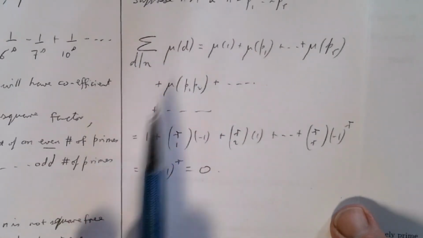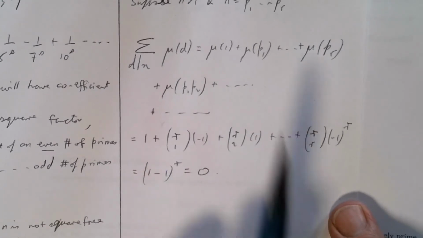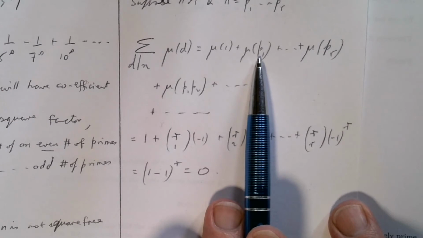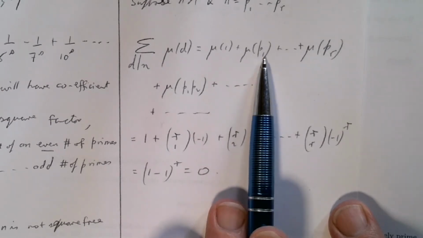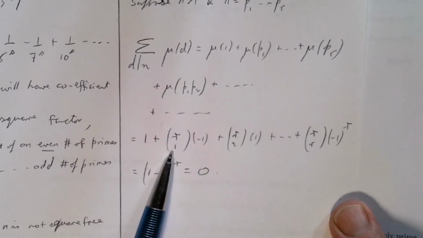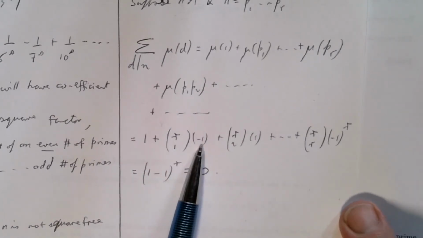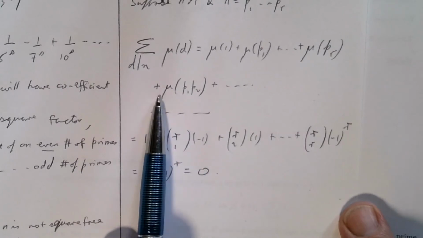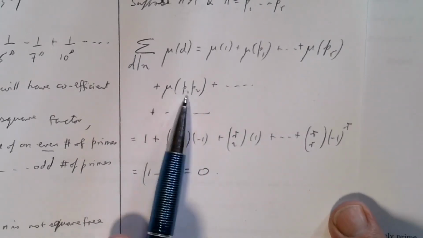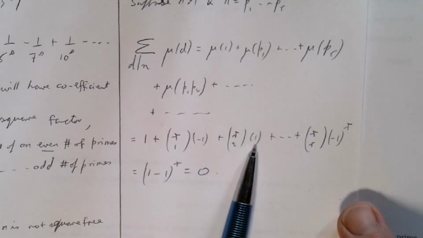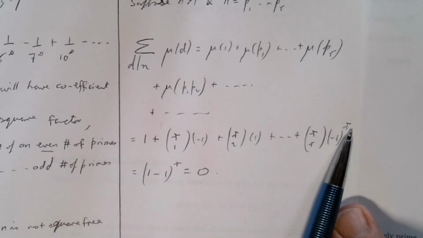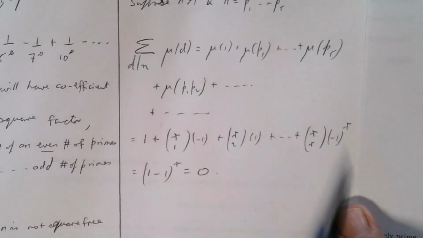Well, mu of 1 is 1. For these ones here, these are all single primes, and so their mu value is -1. And there are r primes to choose from, and I've got to pick one of them, so this is r choose 1 times -1. Now for the pairs, I've got r choose 2 ways of picking out the 2 primes, and mu of a product of 2 primes is +1, and so on up to r choose r times -1 to the r, if I pick all of the primes.